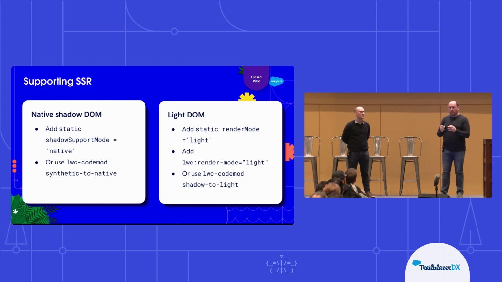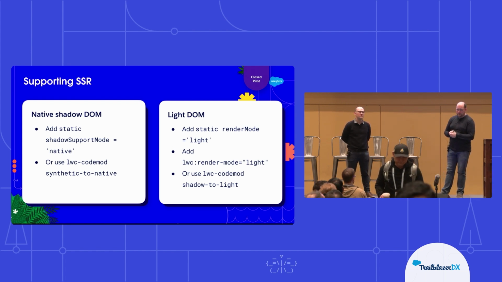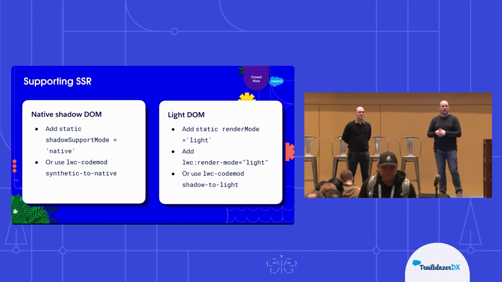Light DOM itself, it's probably easiest to understand as just getting rid of shadow roots altogether. It's very similar to how React, the web framework, would render, or a number of other web frameworks that are out there and available for JavaScript development. So you don't have shadow roots, and these are the two options that we support in SSR.